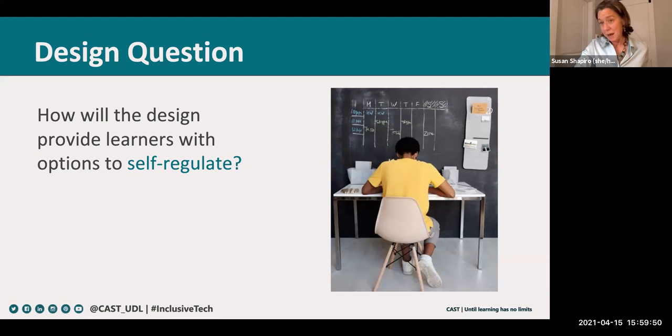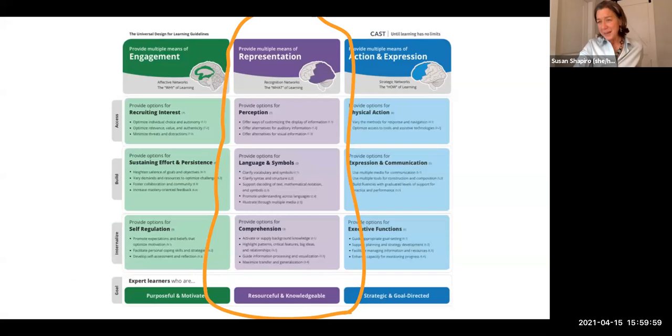And you see a picture of a young man sitting at a table with a schedule on the wall behind him. It looks like he's working on something. And then I would think about the same thing. So I've got this problem of practice. Learners are not reading independently. Is there some clue for me in the representation guidelines? Something about the way the content's represented.